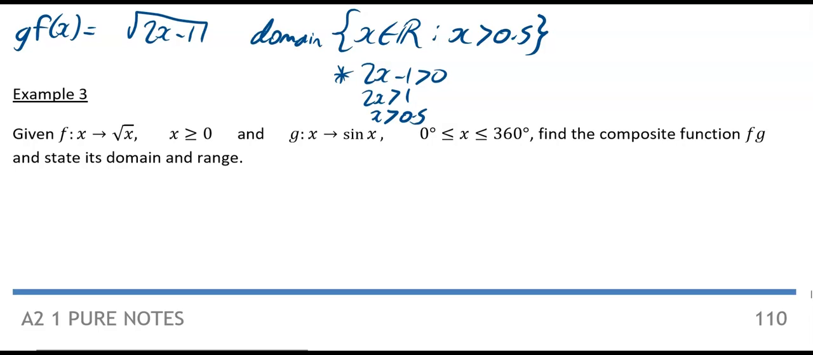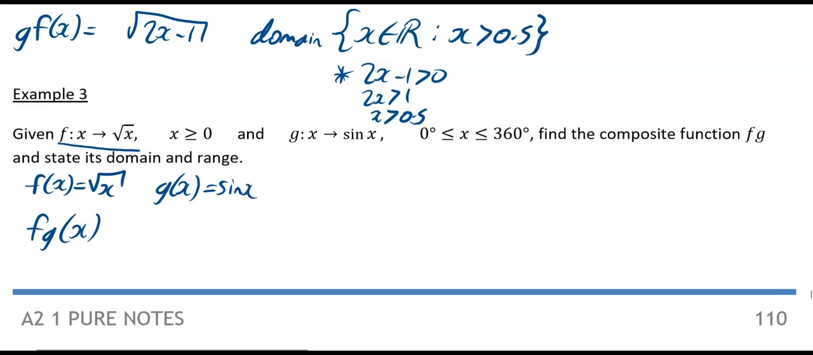So I'm just going to write these out slightly differently. What this means is f is such that x goes to the square root of x. Another way of writing it is f of x is equal to the square root of x. Likewise, your g of x just equals sine x. What it is looking for is a composite function, fg of x, which means do your g first, which was sine x, and then square root it.